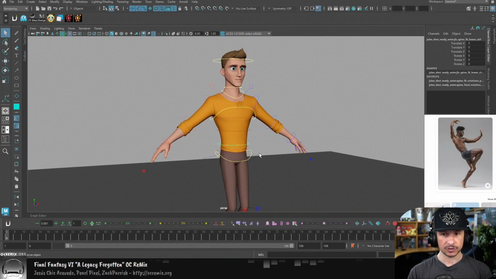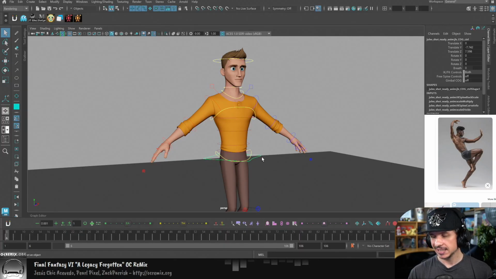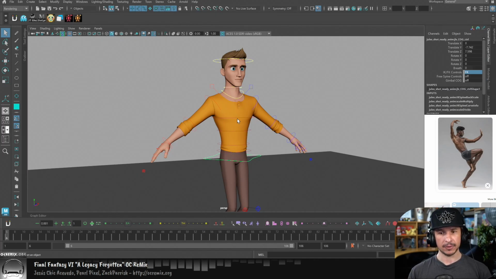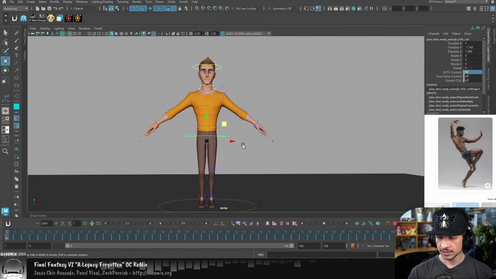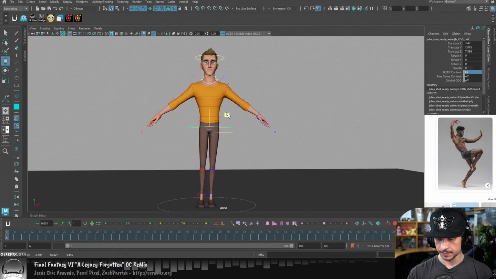On this rig, the Jules rigs, and for all the AM rigs, if you don't want to see both controls, you can just select your root and switch the IK-FK controls here. So I just want to see FK. There we go. I've simplified it for myself. So let's pose this out super quick here.